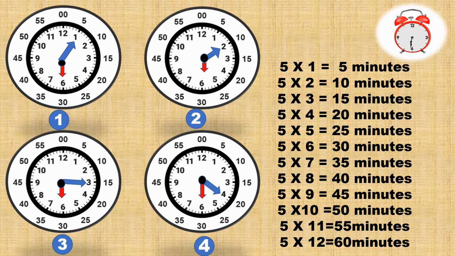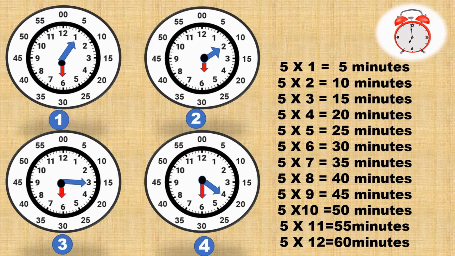Now see the third clock. The minute hand is on 3. It means 15 minutes. And the fourth clock shows 20 minutes. As you can see, the minute hand is on 4. Children, did you notice, when the number is multiplied by 5, we get the minutes.